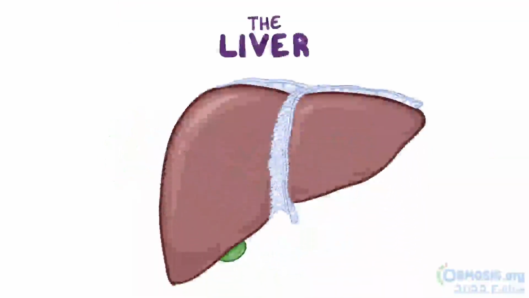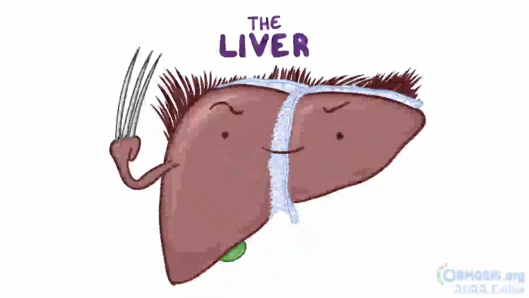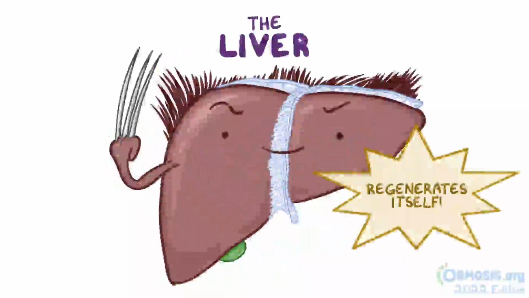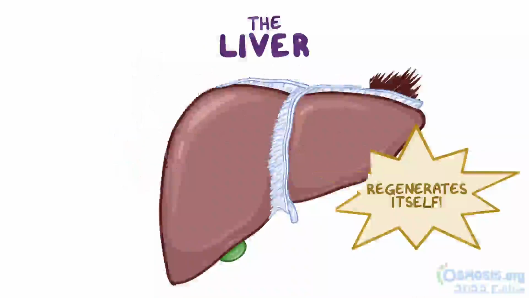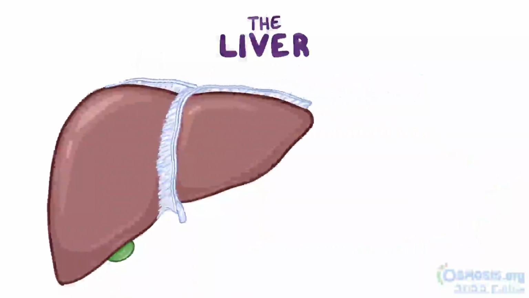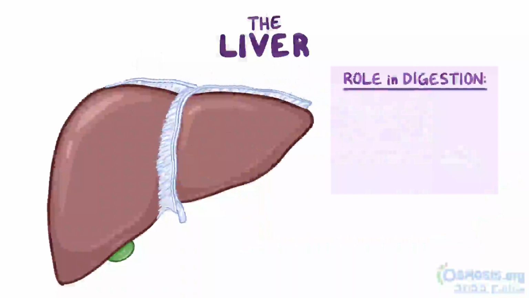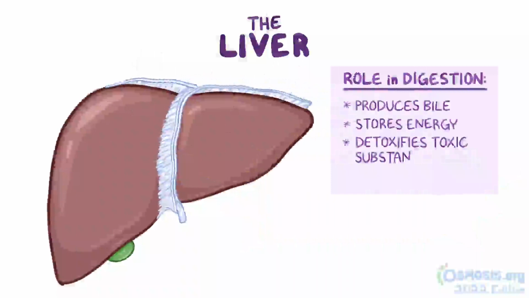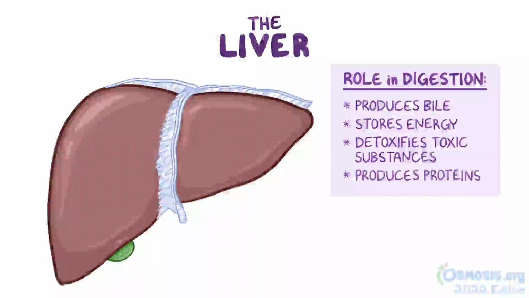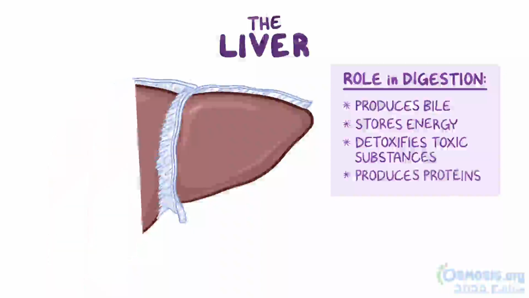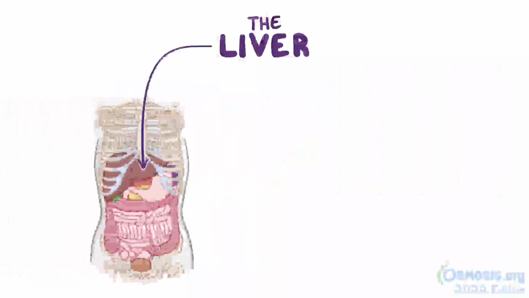The liver is quite an amazing organ, and the rumors you heard are true. It can actually regenerate itself. If that wasn't enough, it also plays a major role in digestion by producing bile, storing energy, detoxifying toxic substances, and producing proteins. Let's get started and look more at the liver, along with the other associated organs and structures that help with digestion.